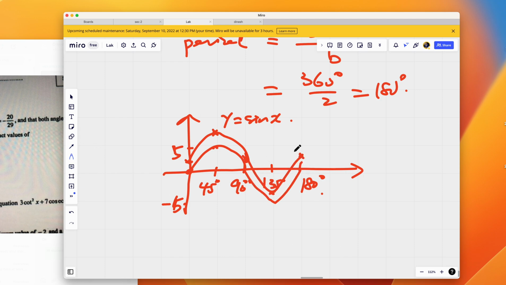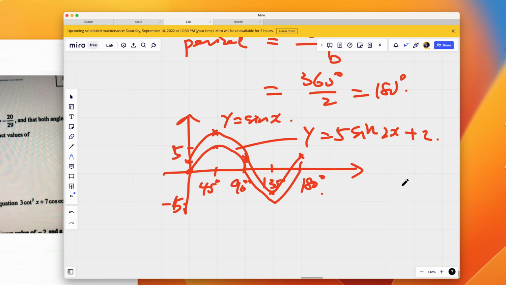Is it much faster? I think so. You just erase all the values and put in the new ones. Like the 90, 180, 360, you just erase them and put in the new values. The minus 1 and 1, you just change.